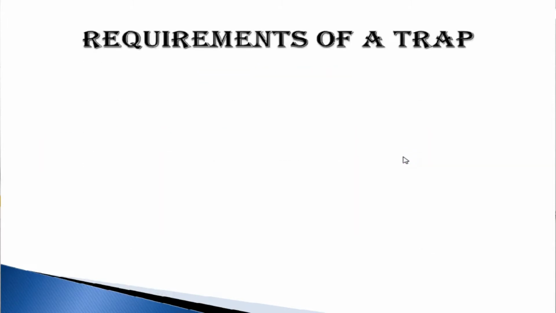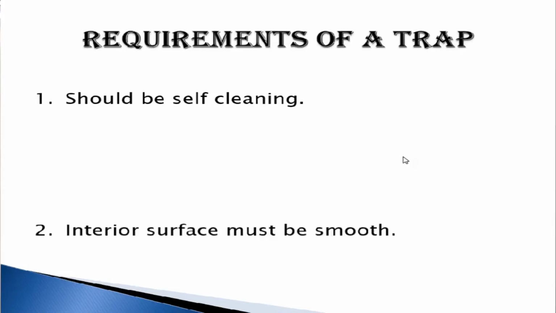Requirements of a trap. In order for a trap to work effectively, there are certain requirements. It should be self-cleaning. Once again, we come back to the toilet. Every time we flush, it cleans out water. Clean water comes in. We flush, cleans out water. Even your basin. If you notice under your basin, you'll see a trap as well. Every time you open the water, the trap cleans itself, so it's self-cleaning.